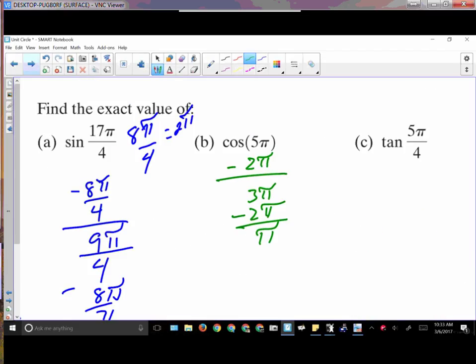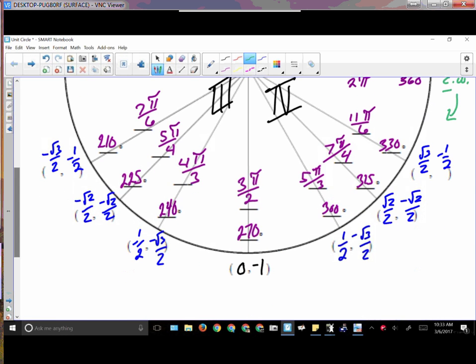Tangent, 5 pi over 4. Okay. Now, is 5 pi over 4 a multiple? In other words, is it possible for me to find 5 pi over 4 on the unit circle? And the answer is yes. 5 pi over 4 is right here, which is going to be 1. Why? Because tangent is sine over cosine, -2 divided by 2, -2 divided by 2.